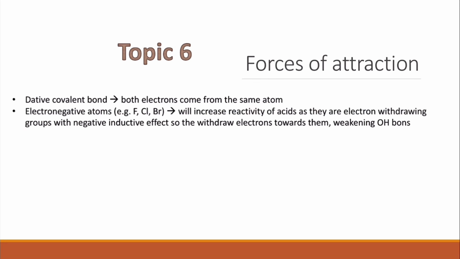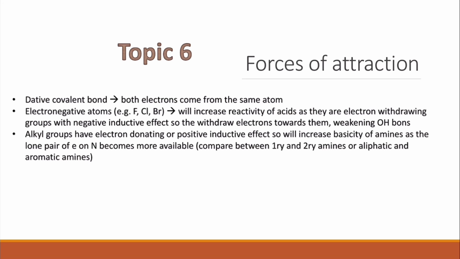This is because they are electron withdrawing groups. They have a negative inductive effect, so they will withdraw the electrons or pull the electrons toward them, and they will weaken the OH bond, making it easier for the acid to lose the hydrogen and increasing the acidity of the acid. And then the alkyl groups, on the other hand, have the opposite effect. Alkyl groups have an electron donating effect, or a positive inductive effect, so they tend to push the electrons towards the adjacent atoms.